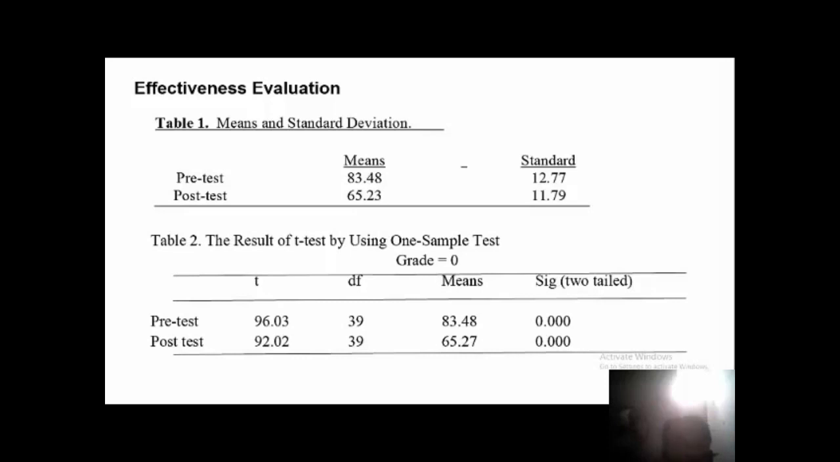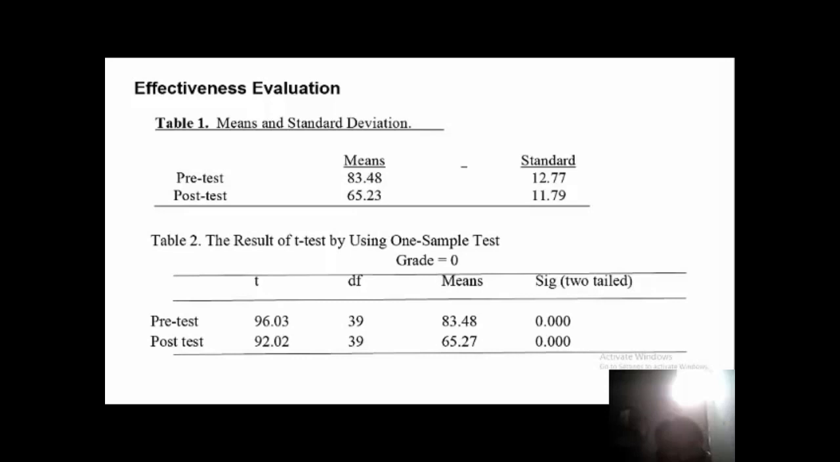And now table 2 shows the result of the two groups' tests. Table 2, t-test using one sample test, grade equal 0. Pretest for the t 96.03 and the df 39, mean 83.48, and then significance 0.00.